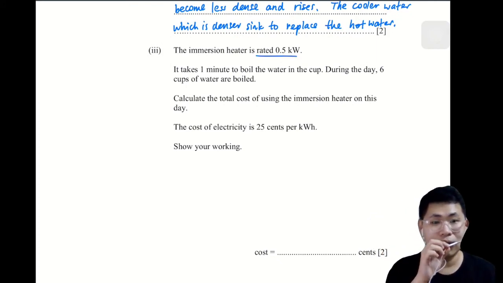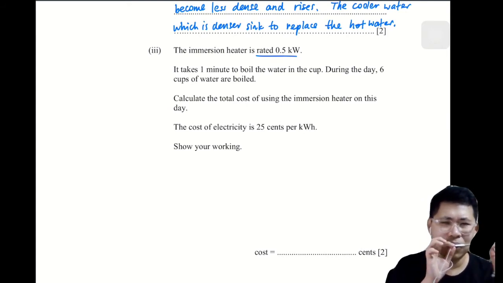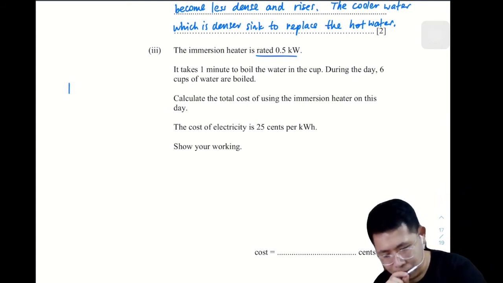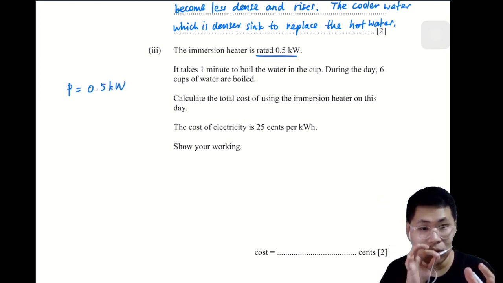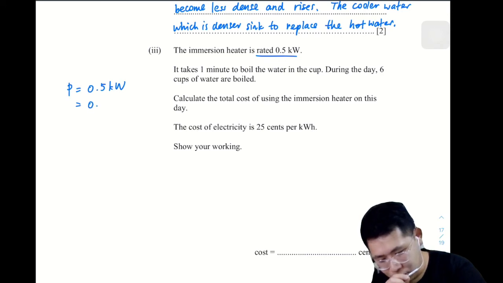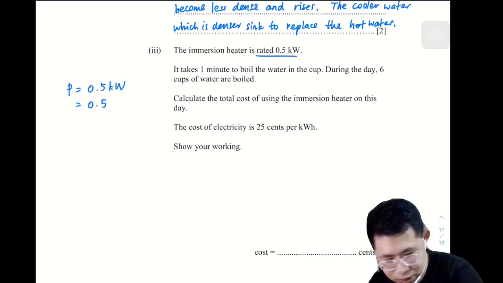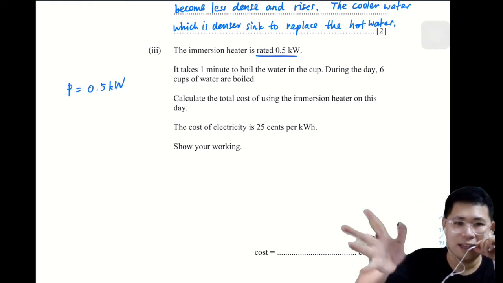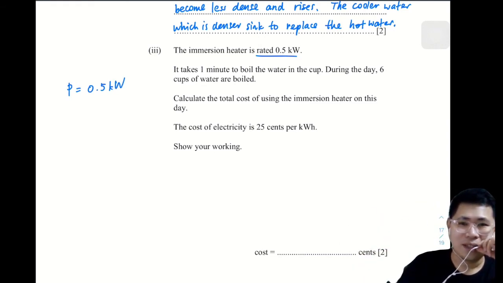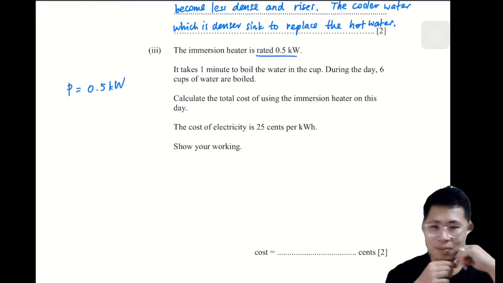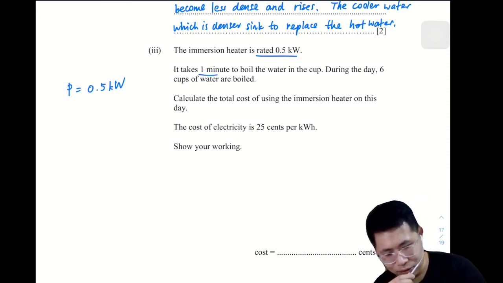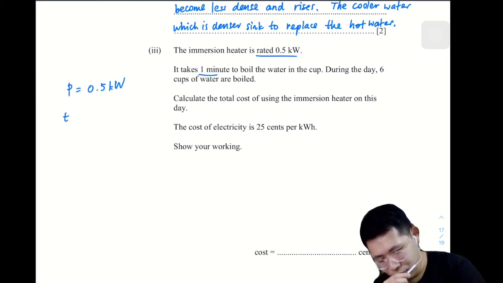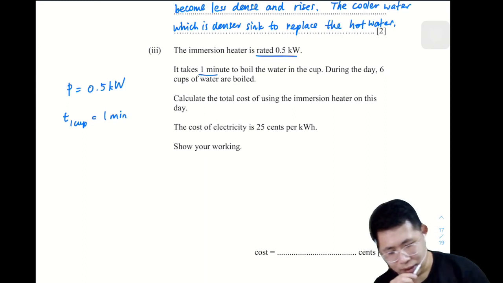Number 3, the immersion heater is rated 0.5 kilowatts. So what quantity is that? The quantity is actually your power. 0.5 kilowatt, so we just leave it there, in kilowatt. It takes 1 minute to boil the water in the cup. So 1 minute for 1 cup. So the time for 1 cup is 1 minute.